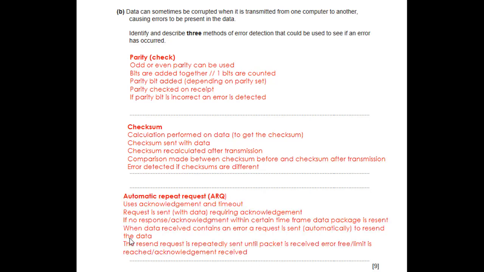And the last one is an automatic repeat request. So data's been sent to you, and if it doesn't reach you in a certain time, a timeout signal is sent. You send me data, and it requires an acknowledgement signal from you. If that acknowledgement doesn't come, then the data is sent again, because that means that packet of data has gone missing. When data is received that contains an error, you don't send the acknowledgement, and you will automatically get it resent to you again.